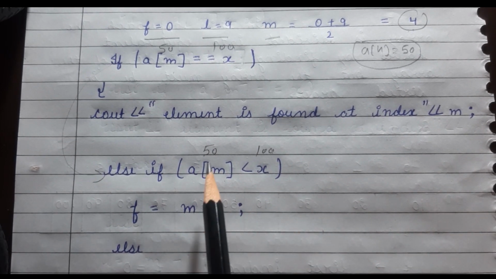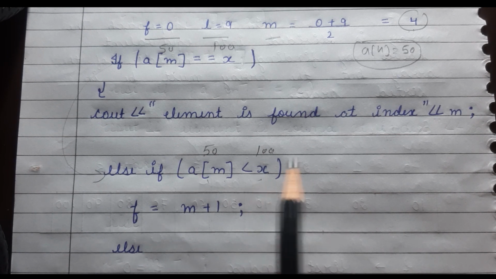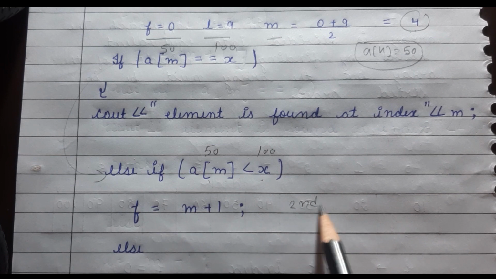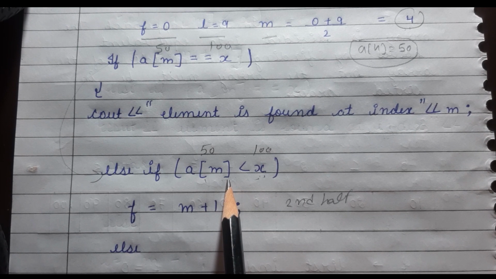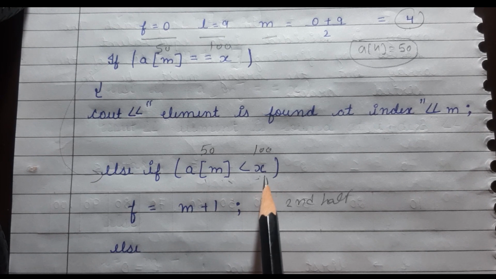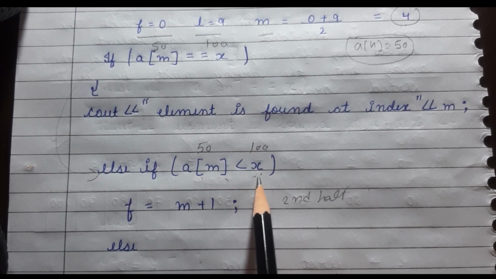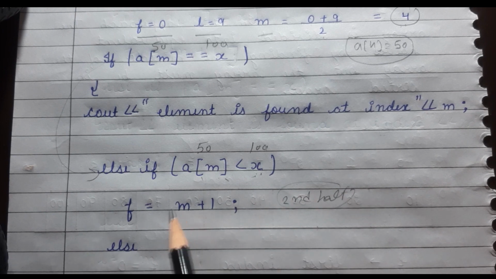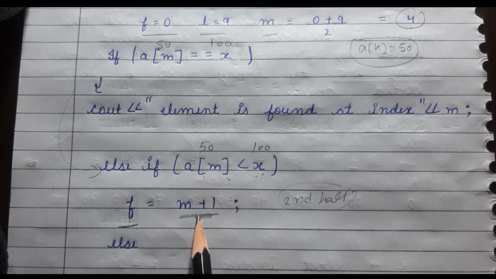If your middle element is less than your searching element, it means your element is in the first half or in the second half? It means your element is in the second half, because your searching element is greater than the middle element of the array. Okay, I hope now you understood better why there is one condition that your array elements must be in sorted order. Okay, so here if your element is in the second half, now we update the value of f, that is m plus 1. In that case, we update the value of f as m plus 1.